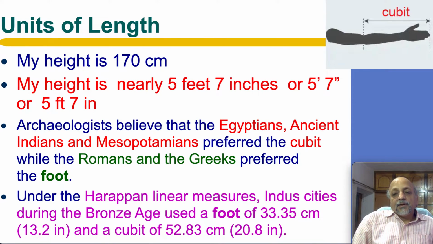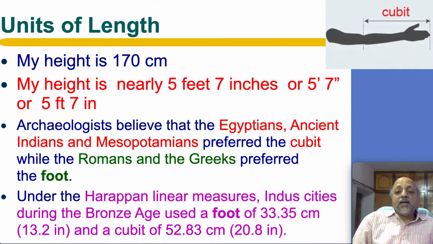My answer will be that my height is 170 centimeter. 170 centimeter is the value of my height, a physical quantity, and 170 is the number associated with it, and centimeter is the unit associated with it. Dimension definitely of height is that of length. So my height is 170 centimeter, communicates to you that it has a value 170, it has a unit centimeter, and it also has a dimension of length.